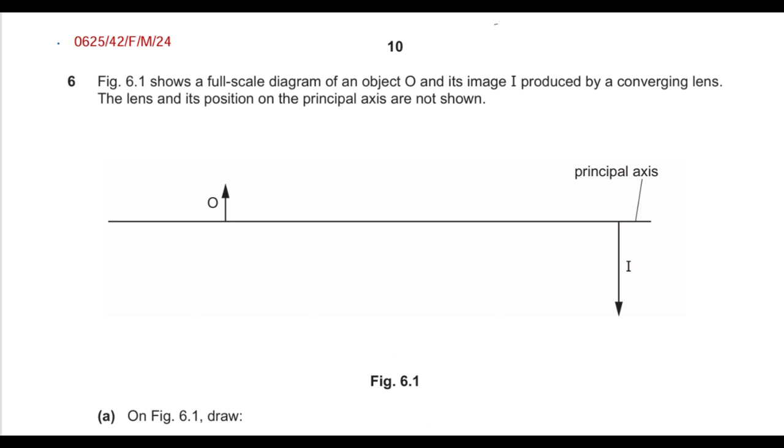Okay students, in today's video we'll be doing the remaining questions of course code 0625. It's February March variant 2, year 2024. We'll start from question number 6.